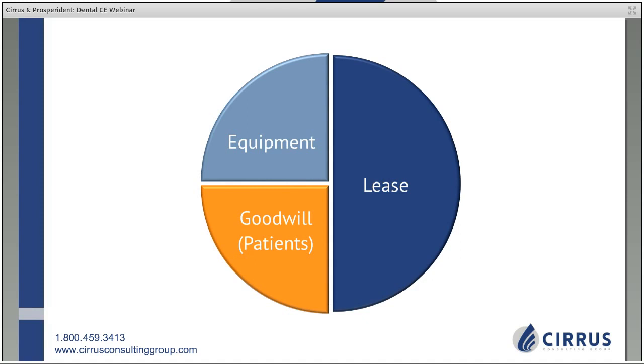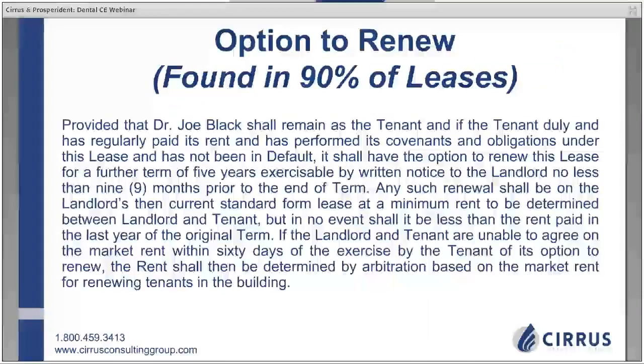But it's important that you understand that the lease agreement can impact the valuation of your practice and can actually determine not 50%, as you see in the diagram before you, but the lease agreement can actually dictate as much as 100% of the valuation of your business.